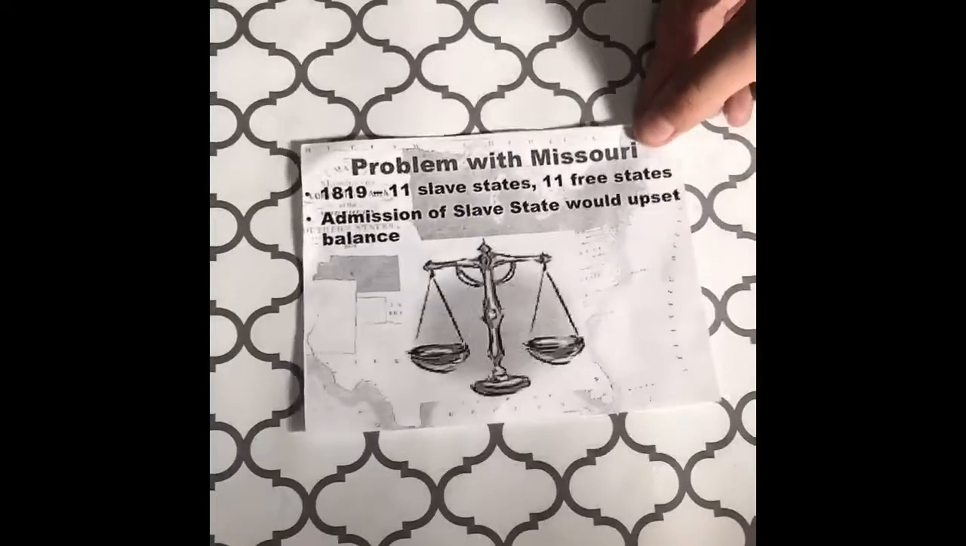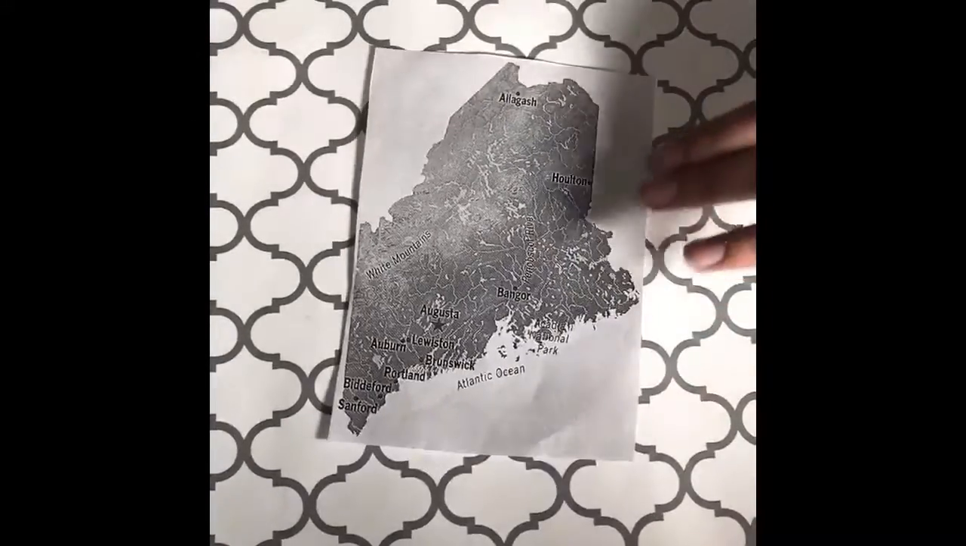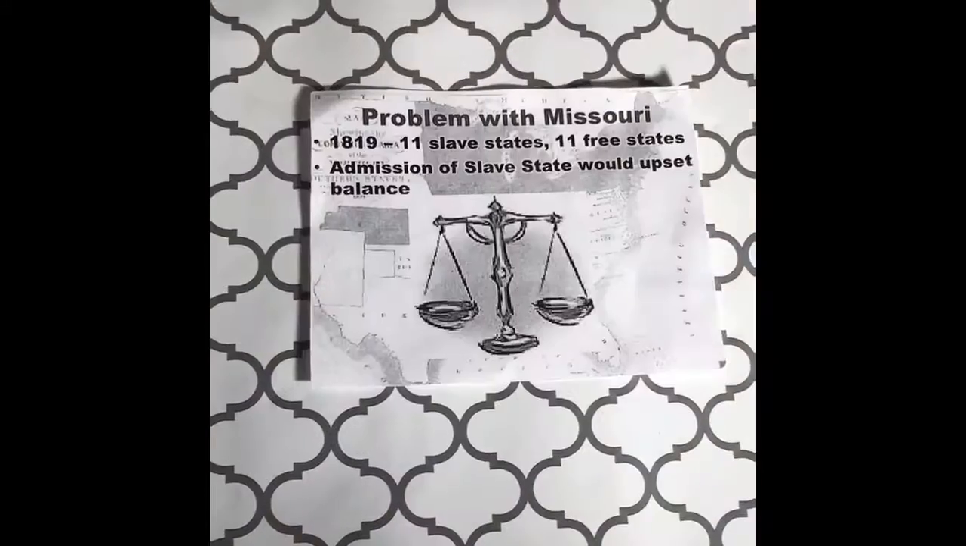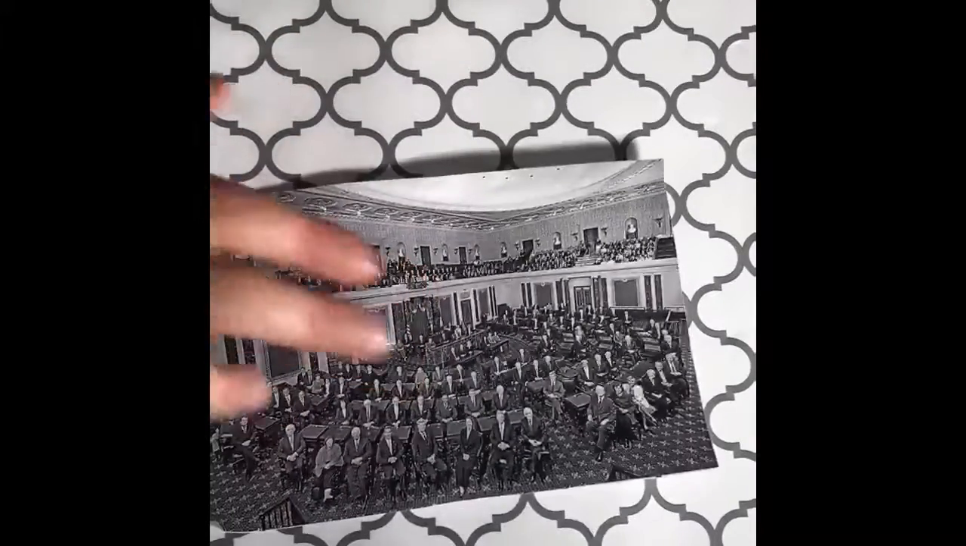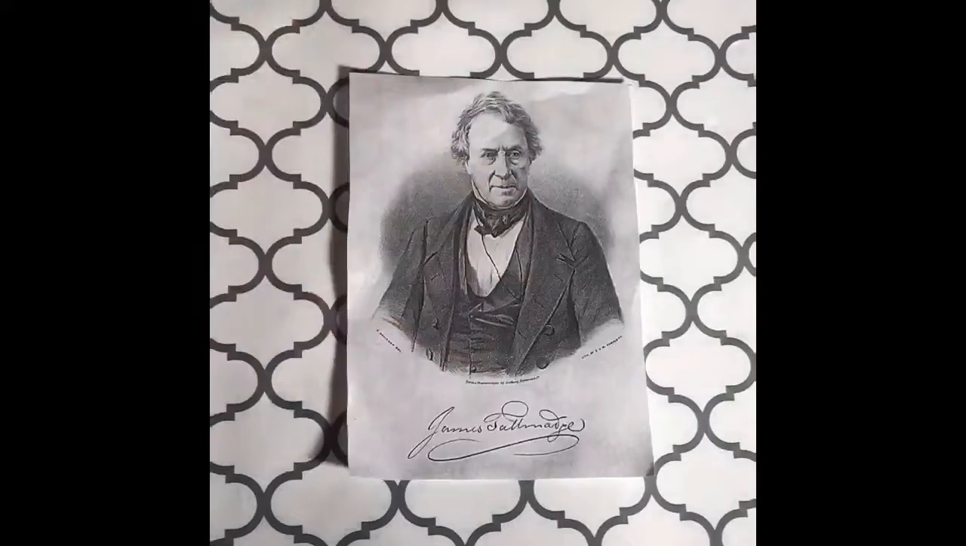At that time, there was an equal number of slave and free states in the Union. Missouri had become a problem that would upset this balance. Missouri was admitted without rules on slavery. The balance was 11 free and 11 slave states in the United States of America. In the Senate, where each state had 2 members, the senators from slave and free states were equal in number. This balance was very helpful to the South.